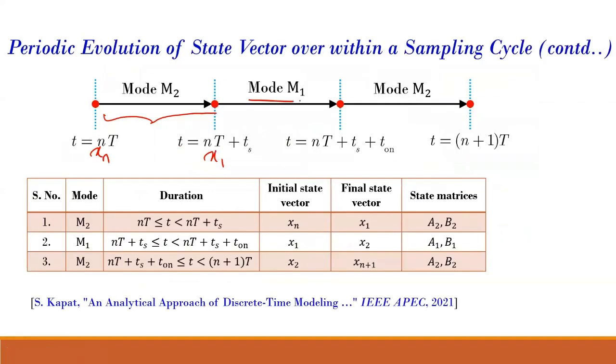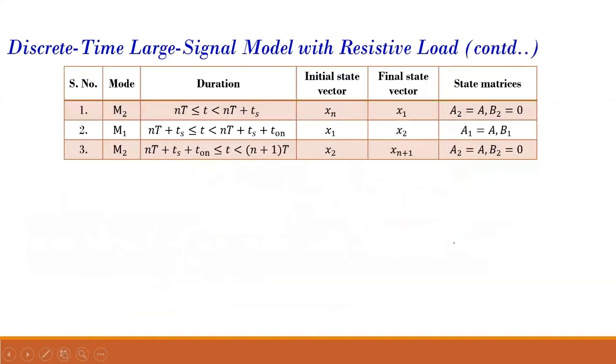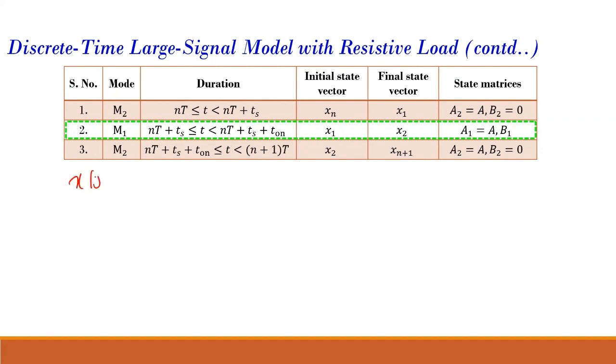Now I will look into mode M1, when the switch is on. When the switch is on, the matrices are A1 and B1. Those are my on matrices. In the next one, again, I will have x of t is equal to e raised to Aq (t minus t0) into x of t0, plus e raised to Aq (t minus t0) minus I, into Aq inverse, Bq, into u. Now I will substitute the values here.